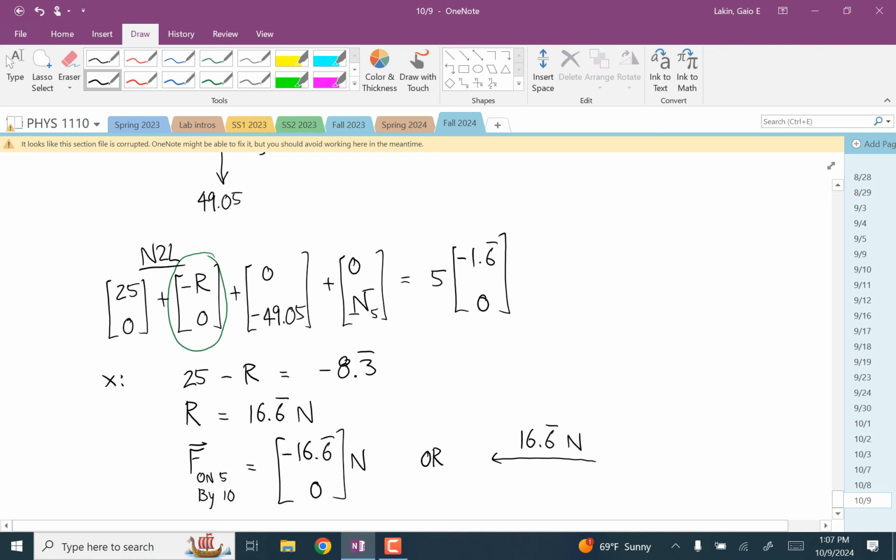Yes? Wouldn't you be adding the 8.3 repeating to the other side, making it 30? Correct. 33.3. Thank you. Okay, so yeah. So let's go with 33.3. And then the signs are right on these, the directions.